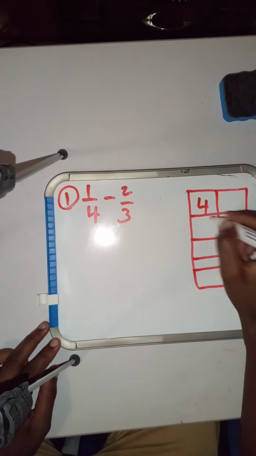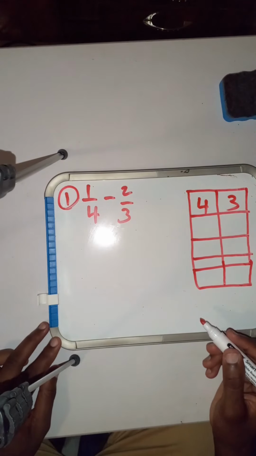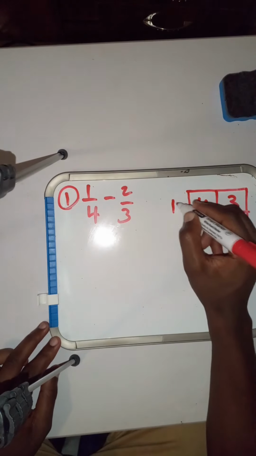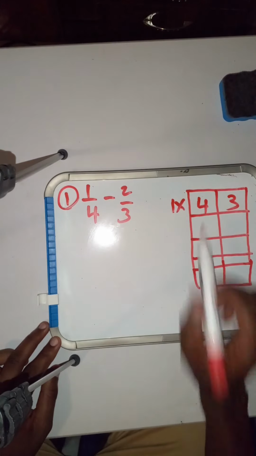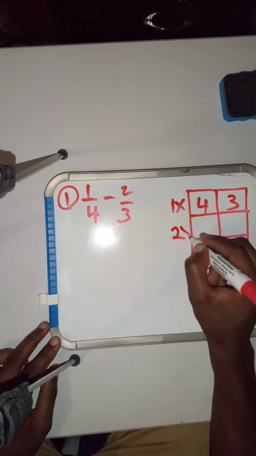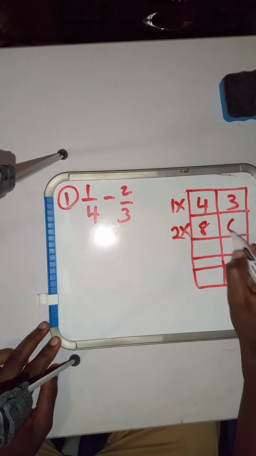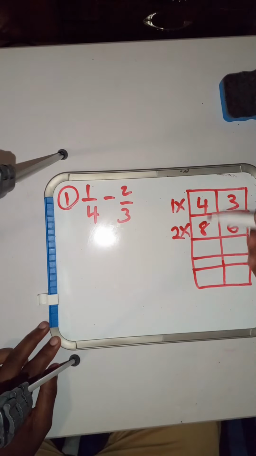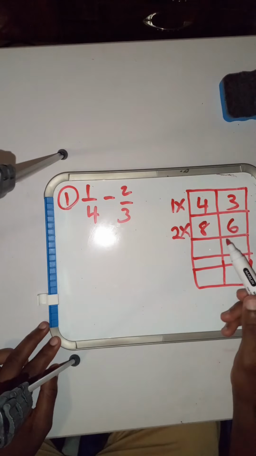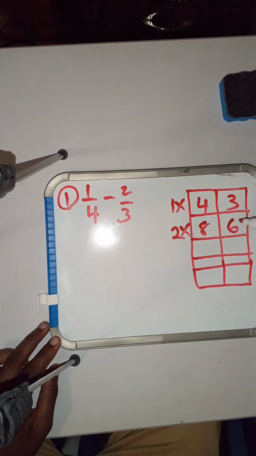Okay, I have 4 and I have 3 as my denominators. Then I will start by multiplying by 1. 1 multiplied by 4, that is 4. 1 multiplied by 3, that is 3. I move on to 2. 2 multiplied by 4, that is 8. 2 multiplied by 3, that is 6. I will multiply until I get a number that is common here and here, a number that is common on both sides. Okay, now I can see that there is no number that is common.